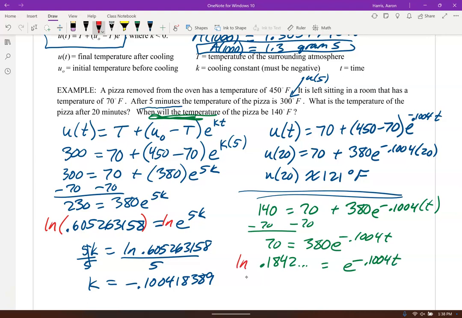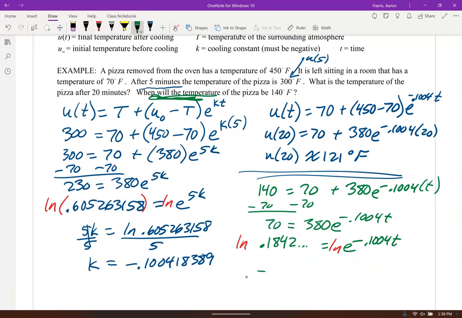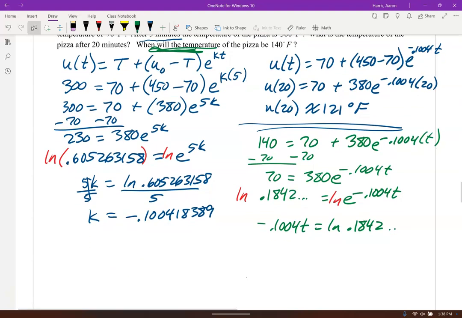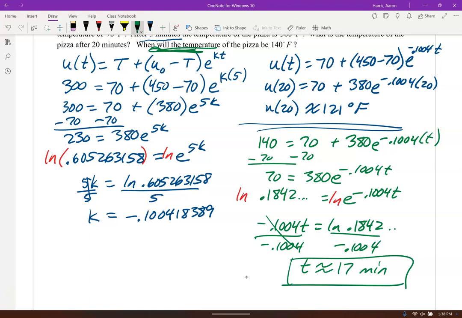Take the ln of both sides. So I have negative 0.1004 t equals the ln of 0.1842, divide by negative 0.1004, and t ends up being approximately 17 minutes. So it takes 17 minutes for the pizza to get down to 140 degrees when it's coming out of an oven of 450 degrees, sitting in a room of 70 degrees. That's what that's saying.